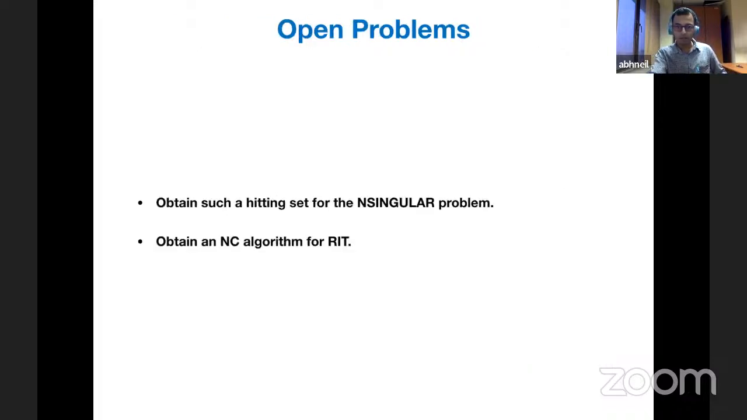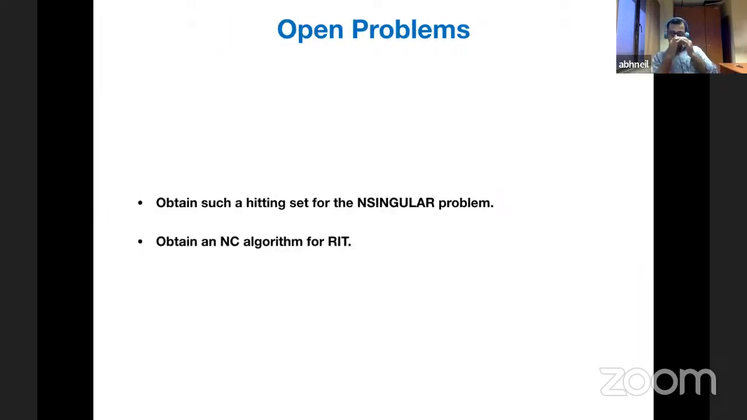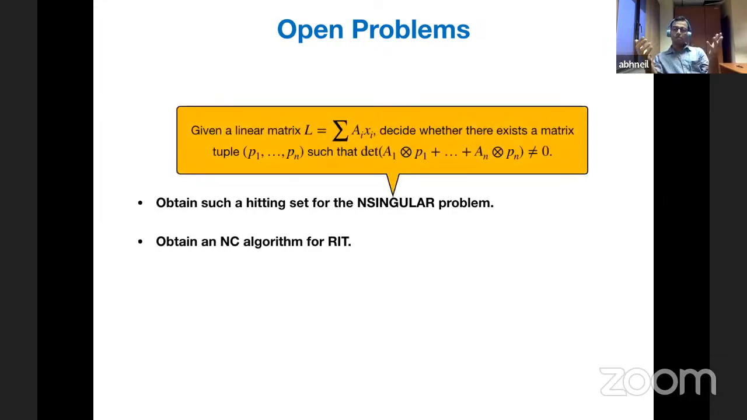Okay, so let me just tell you about some open problems. What I told you about this rational identity testing problem, as I told you, all those known algorithms actually solve something more general, the nc-singularity problem. And many people are interested in this problem as it also generalizes the bipartite perfect matching problem.